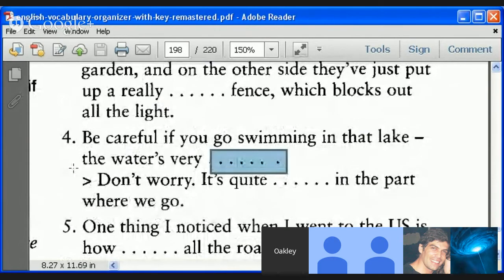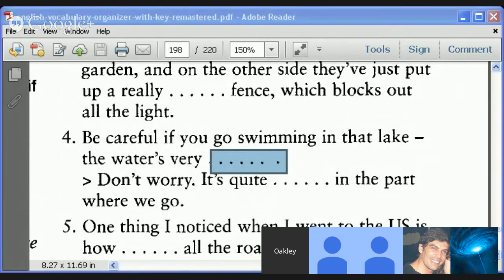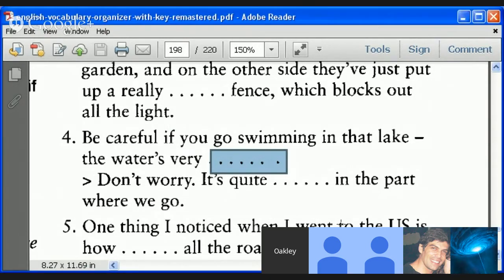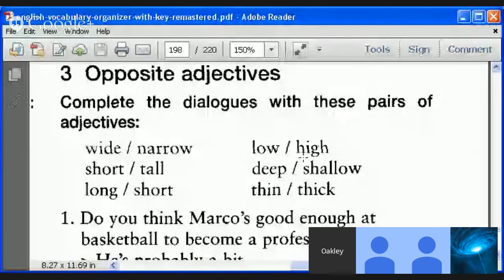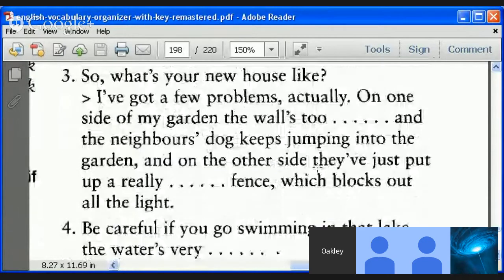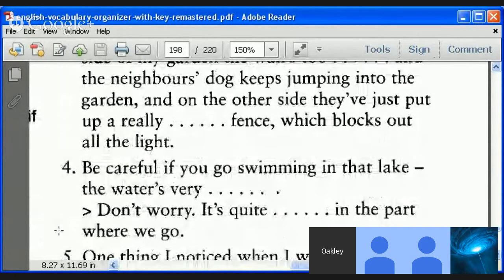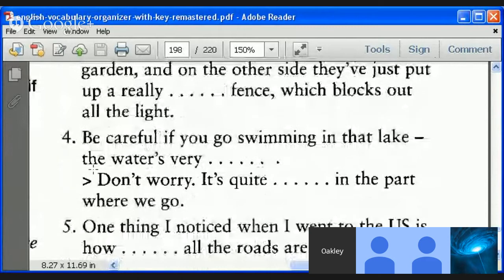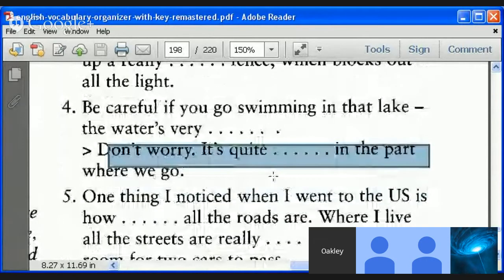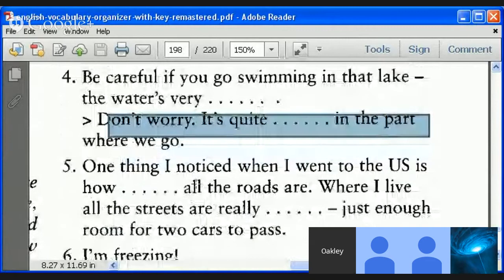All right. And the second part? Don't worry. It's quite shallow. Shallow is the pronunciation? Shallow. That's it. Shallow. Very good. It's quite shallow where we go. Okay. So it's the opposite of deep. It's up to your ankles or up to your knees.